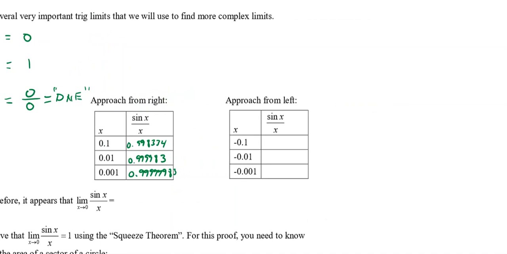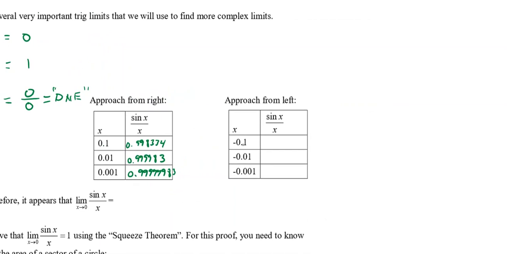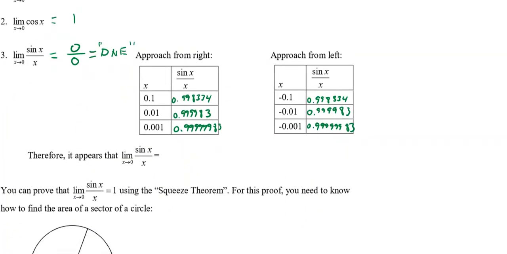All right, you're probably seeing where we're going with this. If we throw in negative 0.1, approaching from the left now, we get 0.998334, and really the same numbers as we did before, don't we? All right, so what is that approaching? I think you guys can probably see it from there. It's getting ever closer to 1.